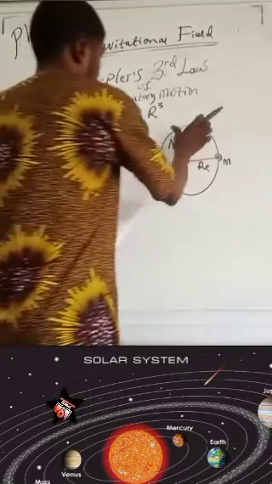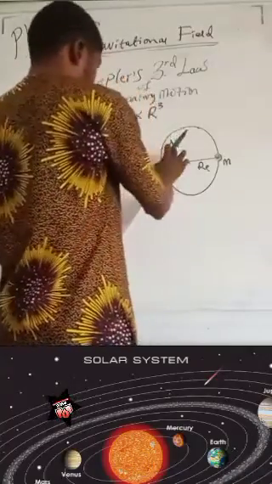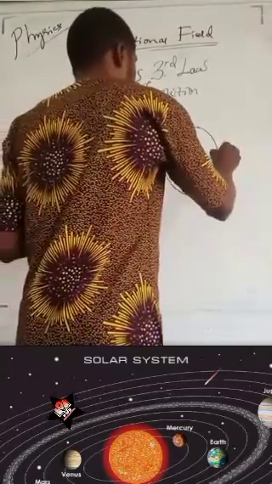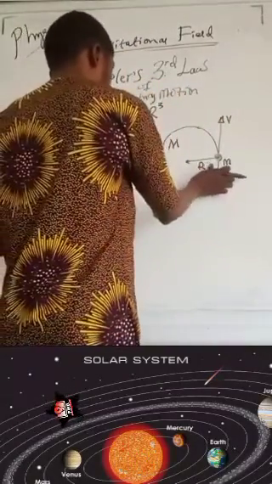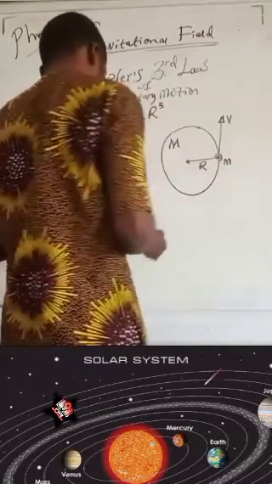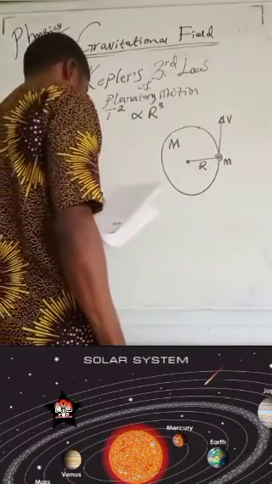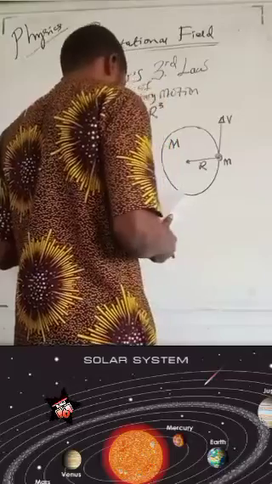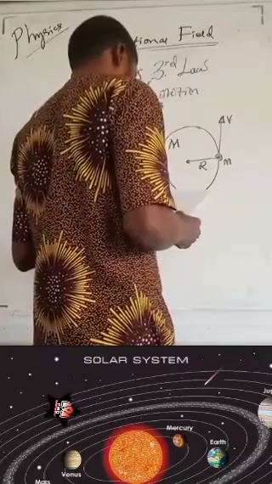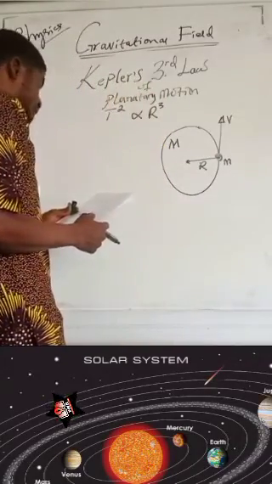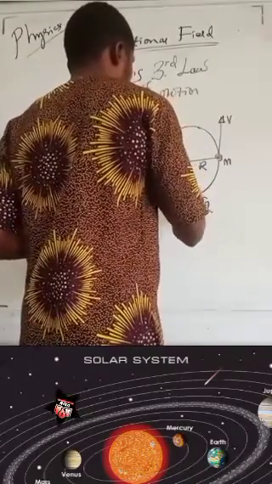A satellite orbits the Earth of mass capital M with a tangential velocity small v and with a radius capital R from the center of the Earth. Derive the relationship between the period T of the orbit and R. Derive the relationship between R, T, and R.